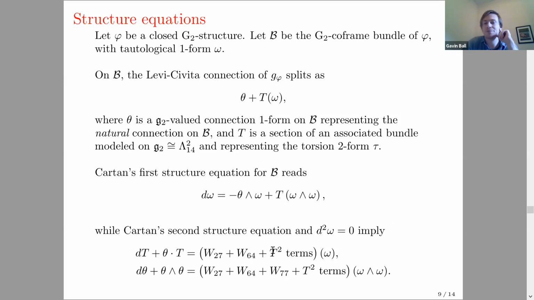These quadratic terms, I don't want to say what their exact form is, I just want to write this schematically. But these formulas make sense because T is the torsion, it's first order. And so when we differentiate T, we should get second order invariants. And again, the curvature of this connection is a second order thing, so we should get second order invariants as well. So these three equations, the d omega equation, the dT equation, and the d theta equation, make up the first set of the structure equations.